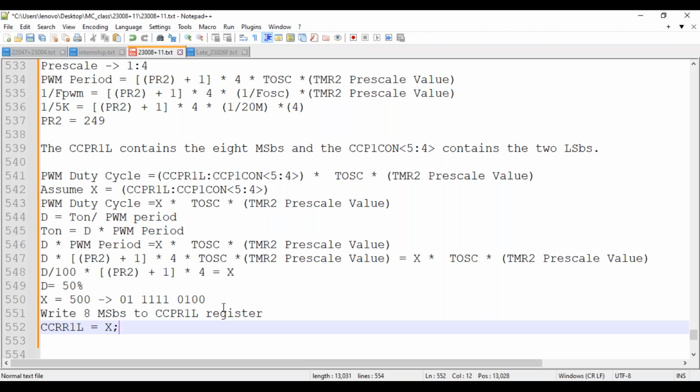Okay, what happens if I write CCPR1L is equal to X? What happens if I do it like this? It will take all bits? No. The size of the register is 8 bits only. It will take only 8 bits. So which 8 bits do you think will be taken by the CCPR1L register?